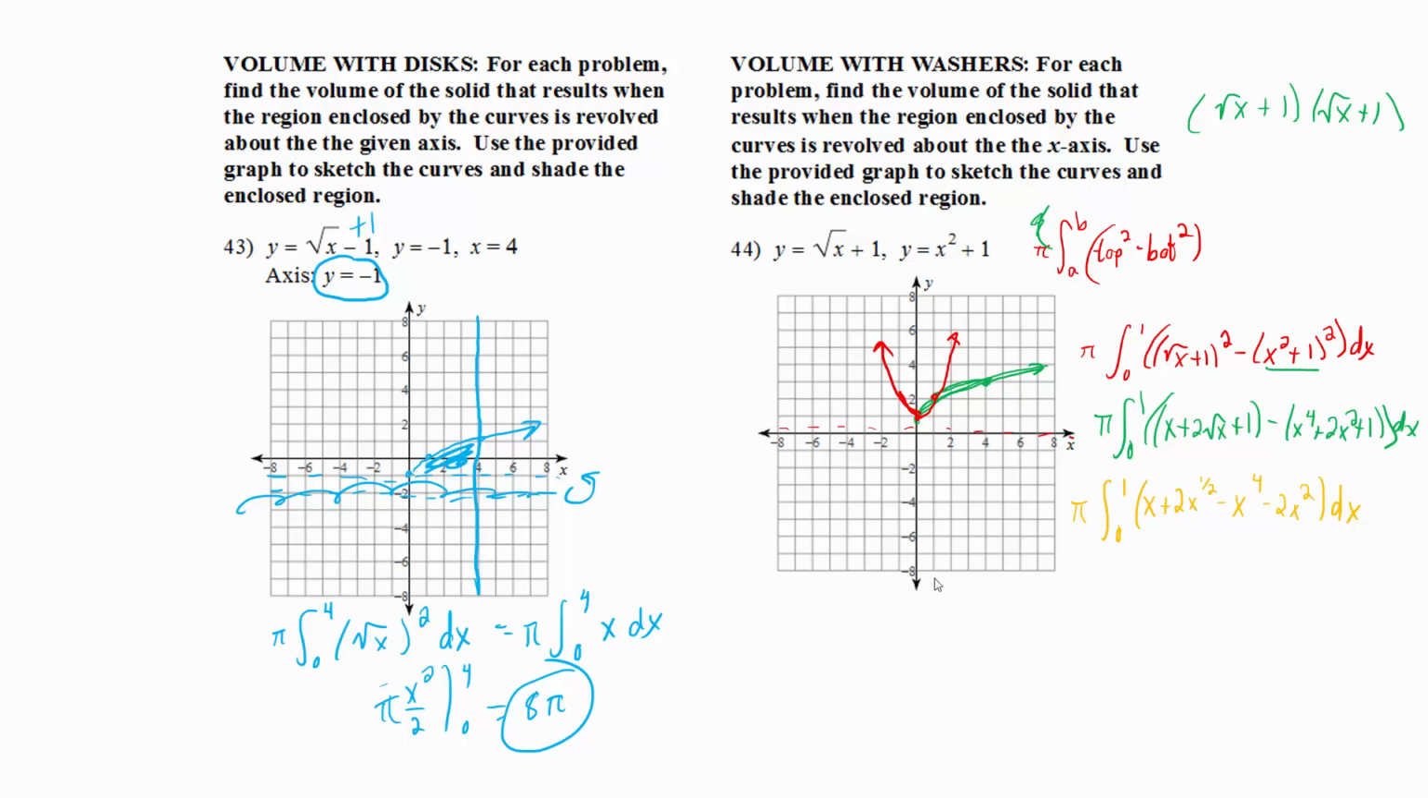We're going to power rule this. Which means that that integral thing is not there anymore. X squared over 2 plus 2x to the 3/2 over 3/2 minus x to the 5th over 5 minus 2x cubed over 3. We want to plug in 1 and 0, so we don't actually need to plug in 0, we just need to plug in 1, which shouldn't be too bad. And we get 29/30 for our answer, with pi. 29/30 pi.